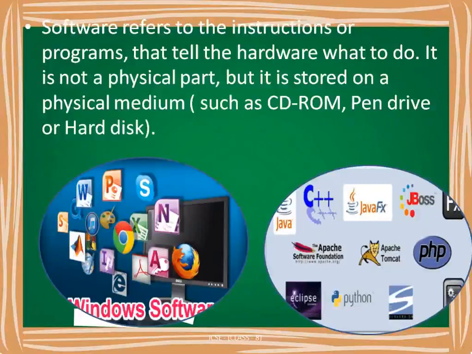Again, some examples: Word, PowerPoint, Excel, Google Chrome, Mozilla Firefox, Adobe Reader, Internet Explorer. These are all examples of software. And here some more software names are given: Java, C++, Apache, PHP, Python. These are actually programming languages. So those are also software only.